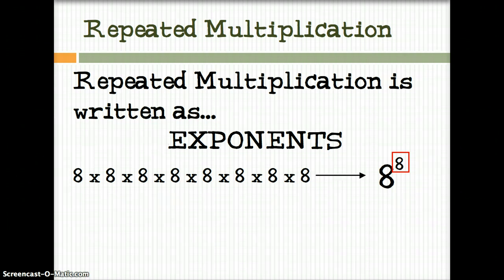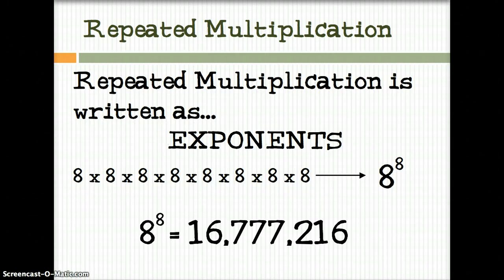Well, we just proved that that can't be because exponents are repeated multiplication, and that's very important for you to remember. You're taking 8 times 8 times 8, 8 different times. That gives you a pretty big number, and that number is over 16 million.